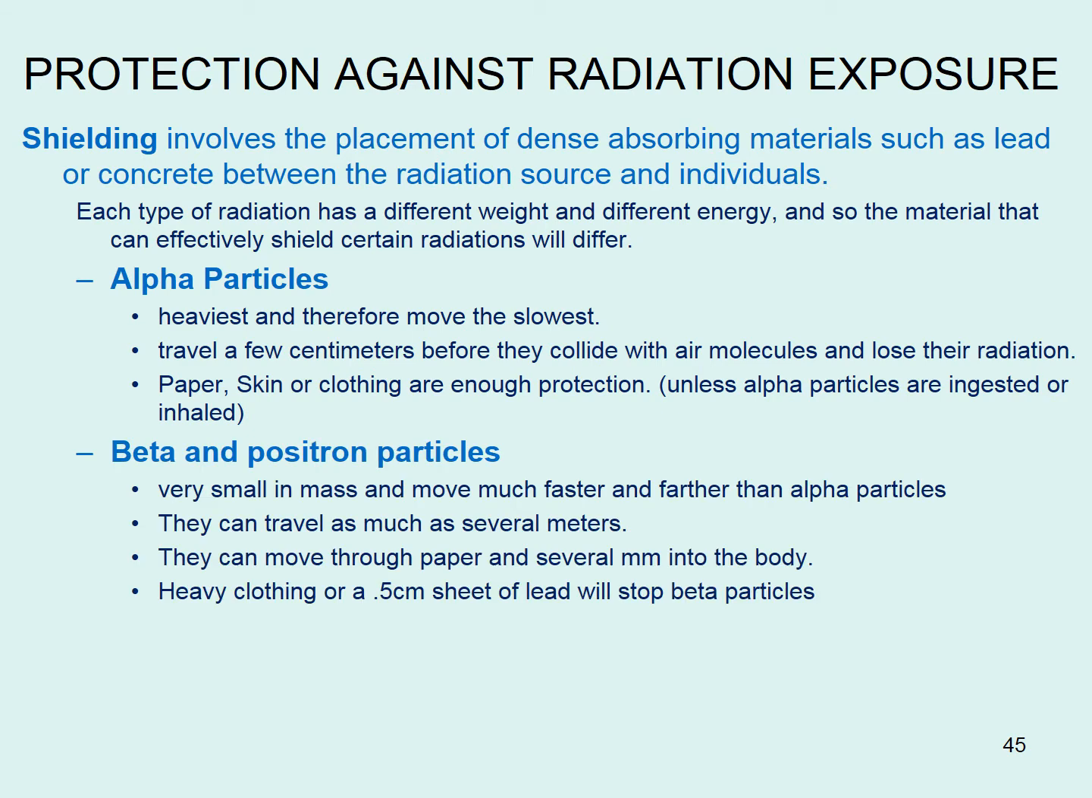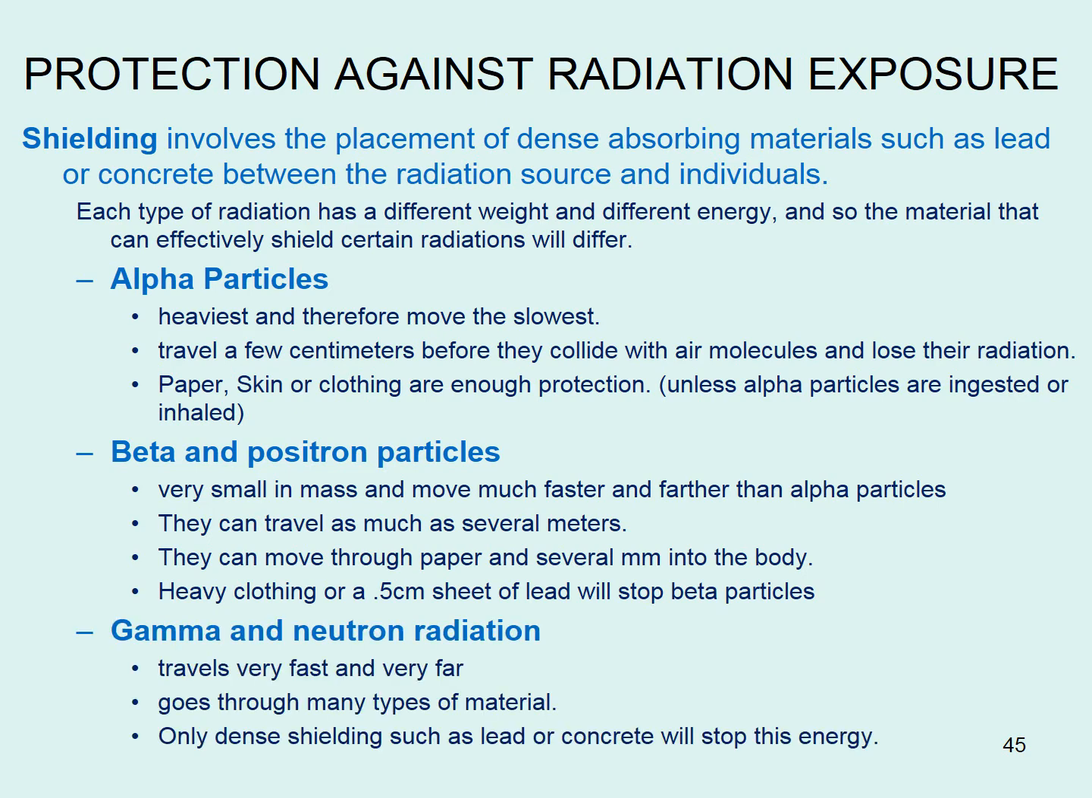Beta and positron particles are very small in mass, so they move much faster and much farther. They can travel as many as several meters before being stopped. They can move straight through paper and several millimeters into a body. So you need very heavy clothing, or some kind of lead, though it doesn't need to be very thick, to stop beta particles. Gamma and neutron radiation: gamma doesn't even have mass. They travel very far, very fast, and can go through many types of material. So only dense shielding such as lead or concrete will stop this kind of energy.